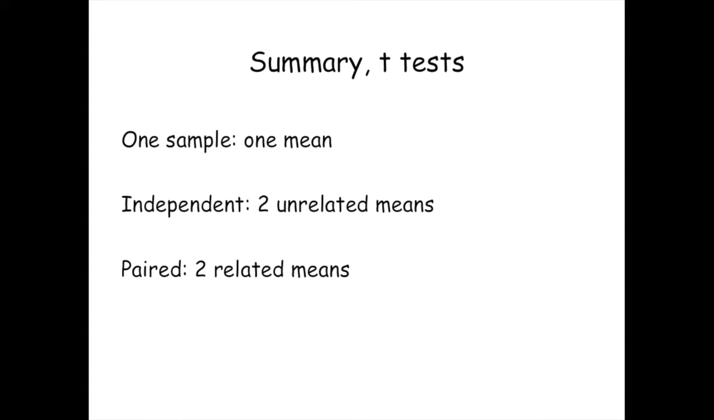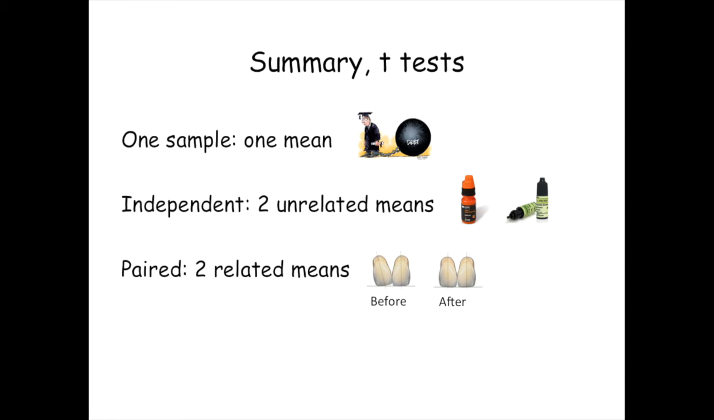To summarize, t-tests involve mean comparisons. Specifically, they are used when comparing one sample mean to a known standard, as in the student debt example, when comparing two unrelated means, as in the dental cements example, and when comparing two related means, as in the effect of orthodontic treatment on mesiodistal inclination. In the next and last video in this series, we'll look at the analysis of variance procedure.